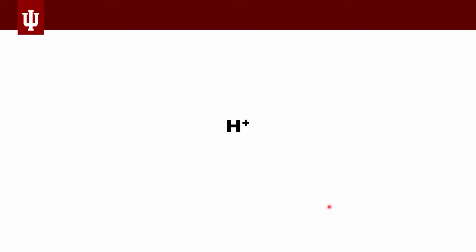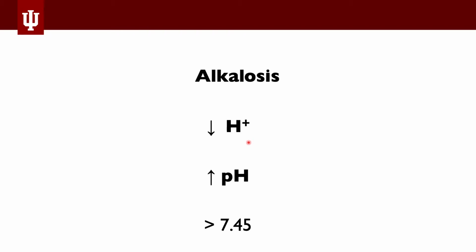All right. Acid-base is all about this ion right here, the hydrogen ion, and as it goes up, we call this acidosis or acidemia. Of course, a high hydrogen ion is correlated with a low pH, and anything less than 7.35 is acidosis. Likewise, a low hydrogen ion concentration is a high pH, and anything greater than 7.45 is considered alkalemic.